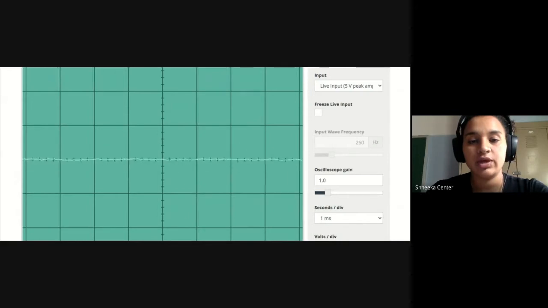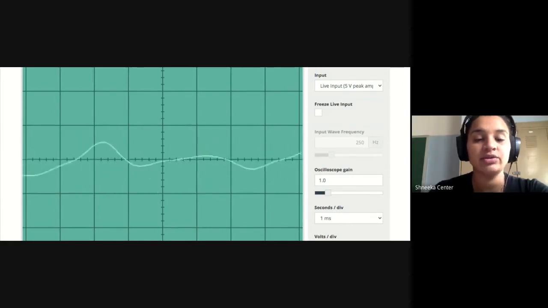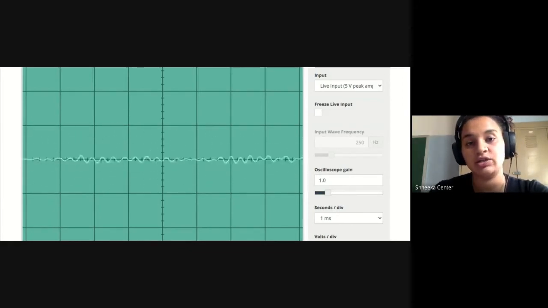If I talk really quietly, the wavelengths are not going to be as big. If I talk really loud, the wavelengths look crazy. As you can see, this oscilloscope is responding to my voice. As I speak, different waves are forming. So what you're going to do is play around with your voice and see how that affects the oscilloscope.